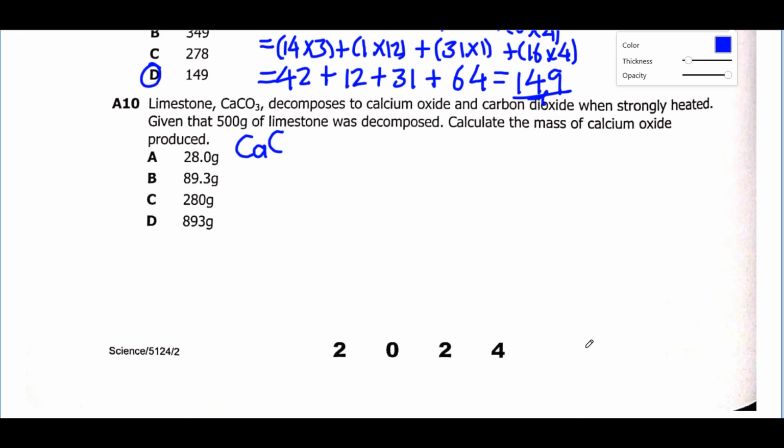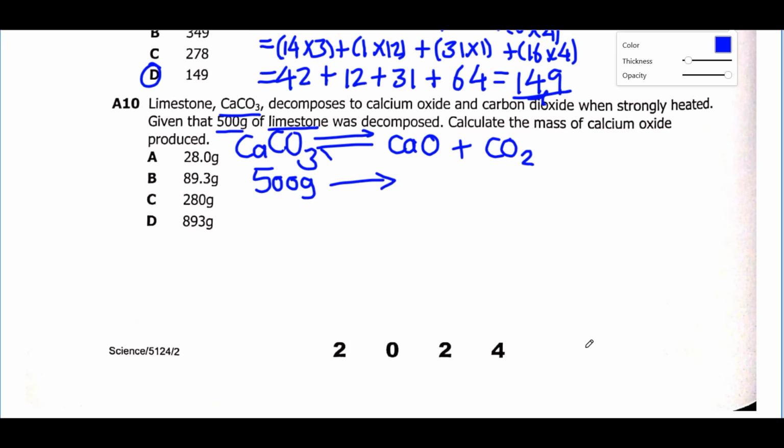So CaCO3 decomposes. When a metal carbonate like this one decomposes, it will give us products like calcium oxide plus carbon dioxide. You don't have to worry about balancing this equation. This equation is already balanced. So our focus will be on the substance whose mass is given and the one whose mass we are looking for. So 500 grams is for limestone. It simply means that the calcium carbonate has a mass of 500 grams.